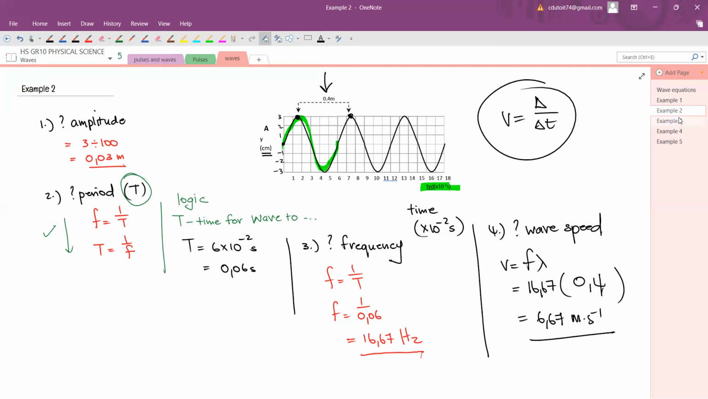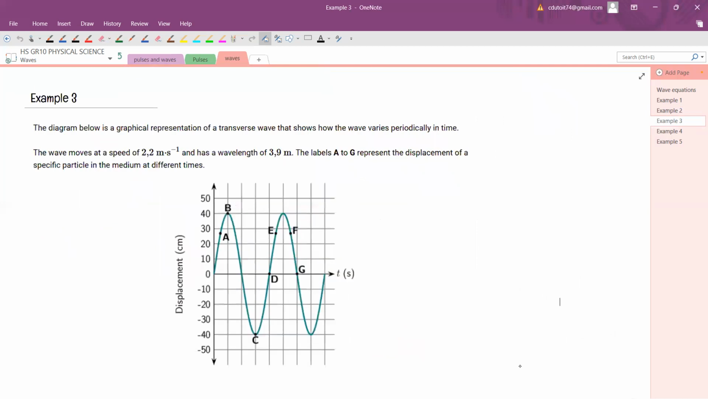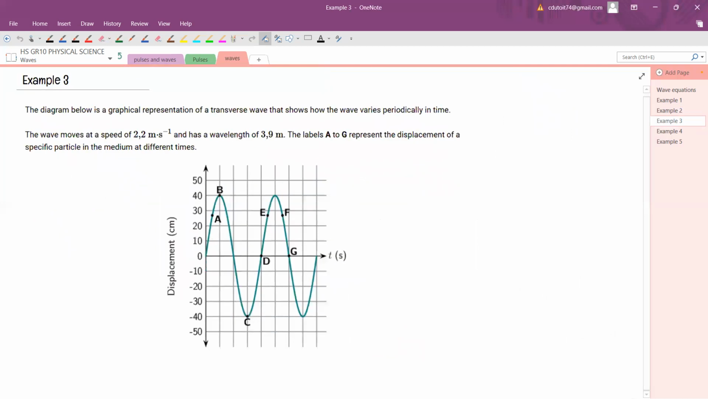Next one. Okay, this diagram below is a graphical representation of a transverse wave. We'll talk about transverse and longitudinal waves soon. It shows you how a wave varies periodically in time. The wave moves at a speed of 2.2 meters per second, and the wavelength is 3.9 meters. Use this to answer a couple of questions. The first question is, what is the amplitude?